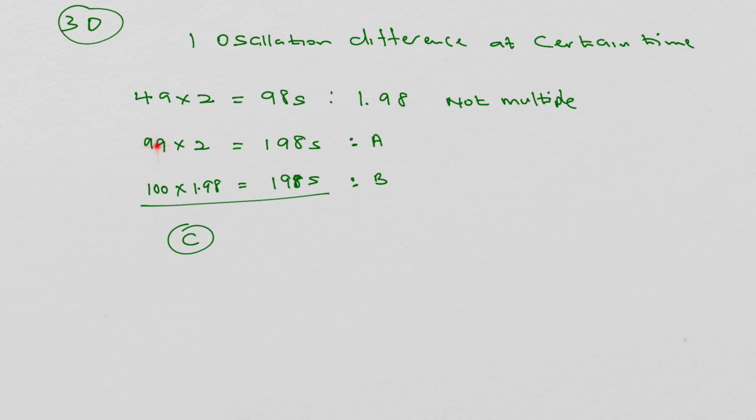When we try 99 times 2, we get 198 seconds. If we multiply 100 by 1.98, we get 198 seconds for B. Therefore, you can see the two will be in phase, and C will be the right answer for 99. So that means they will be in phase.